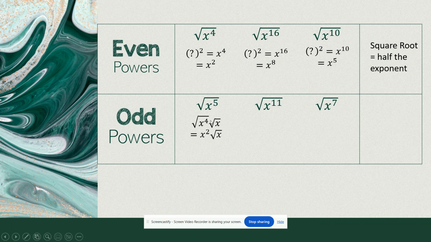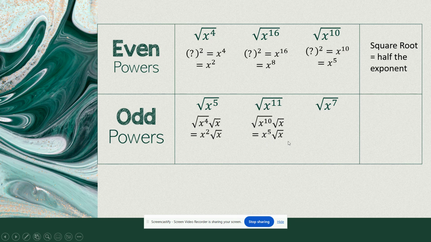This one stays because I actually can't simplify that any further. So for this one, very similarly, it's an odd power, so I need to take one x out to give me an even power that I can actually work with. Well, the square root of x to the 10th would give me x to the 5th. It's an even power now, so I can half it. So I would have x to the 5th times the square root of x.